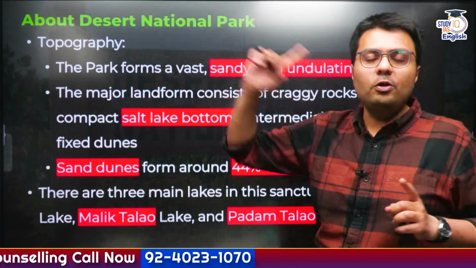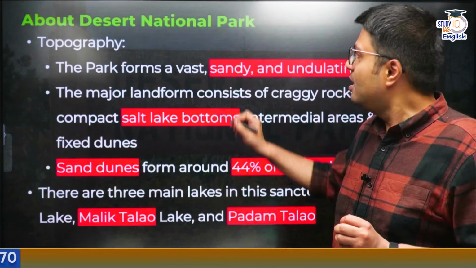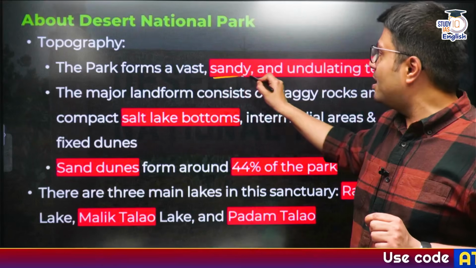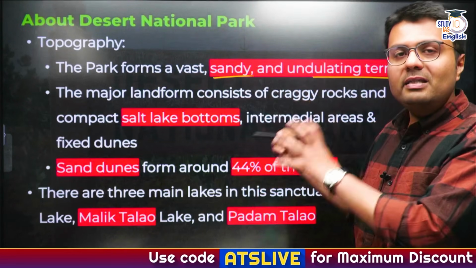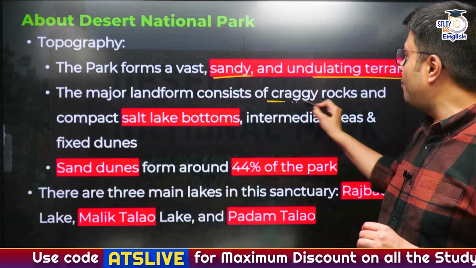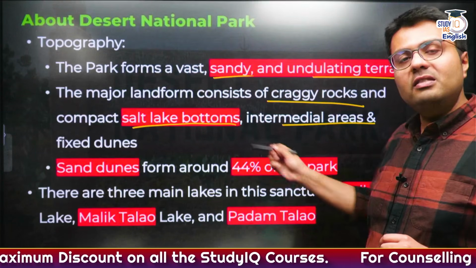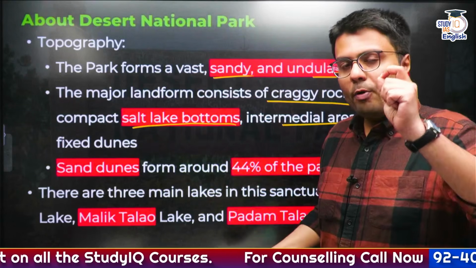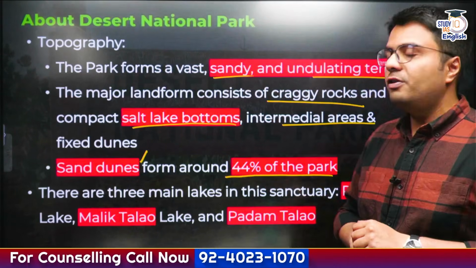Now let us understand the topography of this national park. As you can understand, this is located in the Thar Desert area. So the topography naturally becomes sandy and undulating terrain. The major landforms present in the park consist of craggy rocks, compact salt lake bottoms, as well as intermediate areas and fixed dunes. Now what is important that you need to remember is sand dunes. They consist of more than 44% of the park.